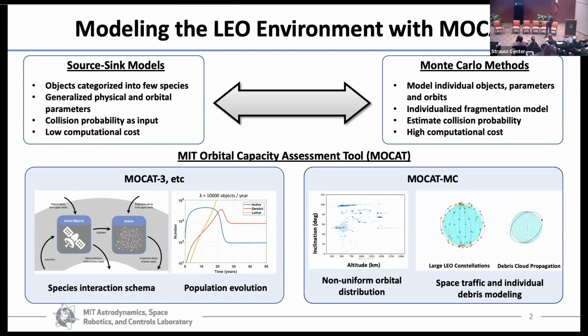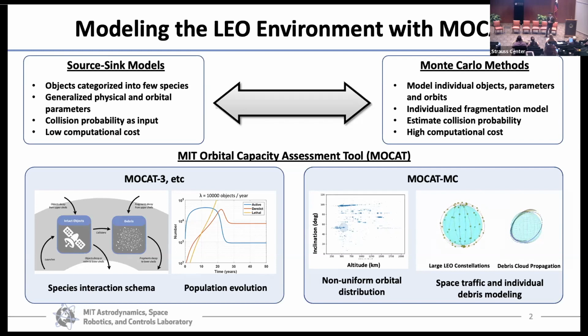On the other side, which we won't talk about much today, but it is the other corner of the spectrum, is the Monte Carlo methods, where we sample from random variables for the initial conditions. Individual objects have individualized orbits and physical parameters that we can track, which is not necessarily true for the source-sink side. Here, really, it's a high computational cost because you're propagating perhaps millions of objects into the future, trying to see, do they collide? If they collide, what happens?